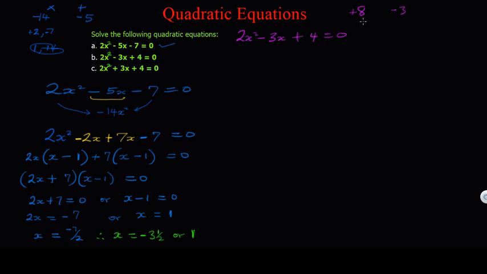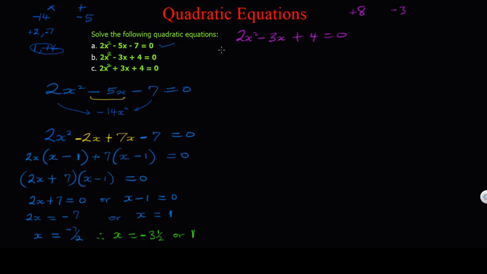Because factors of 8 will be 1 and 8, 2 and 4. There is no way we can combine 1 and 8 that will give us minus 3. There's no way we can combine 2 and 4 that will give us minus 3. That means the factorization method cannot work for this. We may then need to use the general quadratic formula.